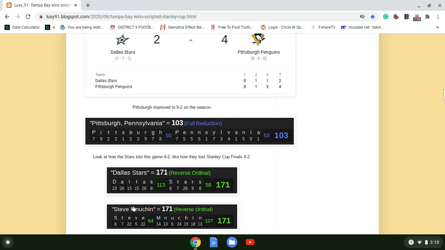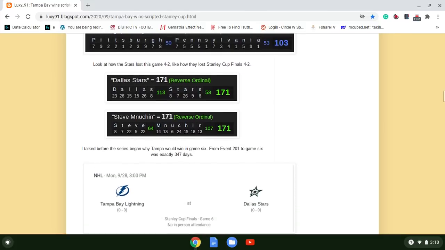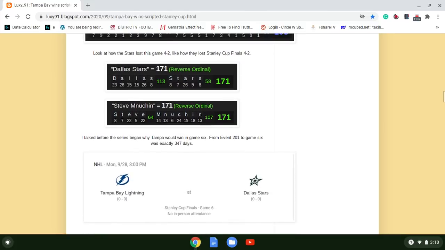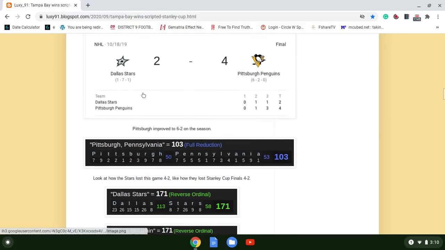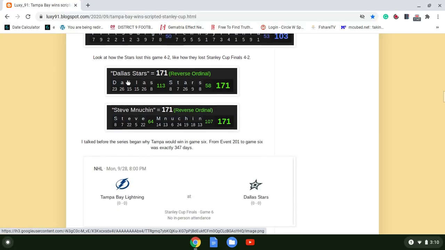So Steve Mnuchin is also 171. We're going to get to him. His birthday synced perfectly with the Stanley Cup. So this is something I pointed out before the series began. I talked about why Tampa was going to win in Game 6 because it was 347 days from Event 201 of October 18th.